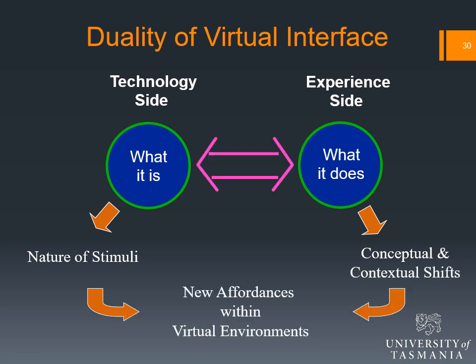Now, there was a link in the middle, and that's what this diagram is powerful in this sense. You're looking at this purple two-directional arrow here in the middle, the link between the two of them. This is where the virtual interface is sitting, where you have to balance between both of them. It's neither technology nor the experience side completely, but sits in the middle. That's why the bottom of that has a new affordance within the virtual environment.